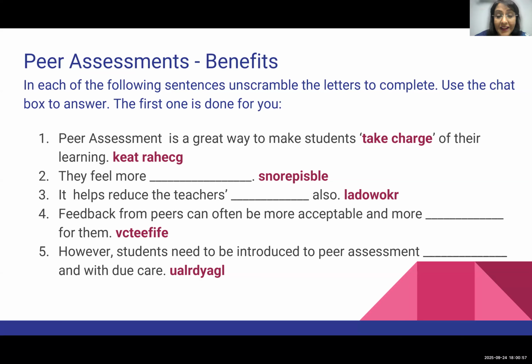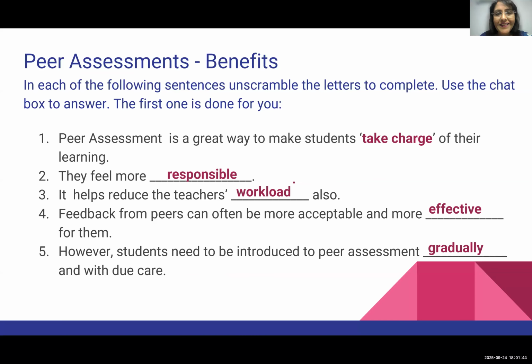So now, Prithviraj, Chitra, answers? Yes, some of them say the second one is responsible. Yes. The third one, they say workload. Okay. Responsible, workload. The fourth one, someone says effective. Okay. And the fifth? I'm still waiting for the fifth one. No one has yet answered the fifth one. One person says gradually. Okay. So here are the answers. Responsible. Third is workload. Fourth is effective.